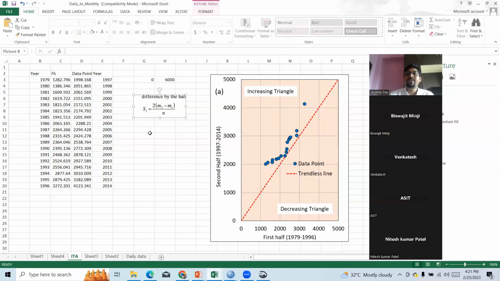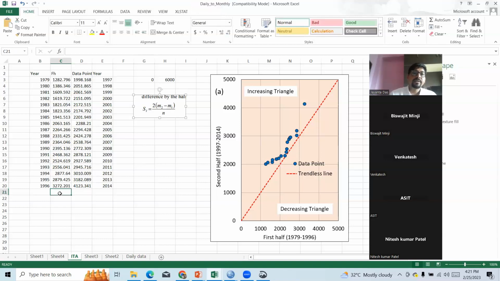In replacement of change slope, he proposed this method. So M2, M1, we have to calculate here. This is the first half, first half mean M1. Second half mean M2. One question in chat box.